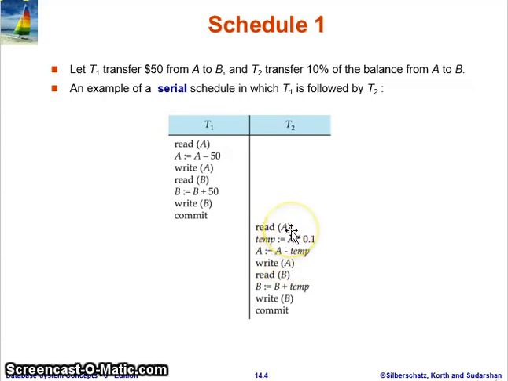If A value is suppose 100, then temp value will be 10. So 100 minus 10, A value will be 90. So the new value A will be, we will write.